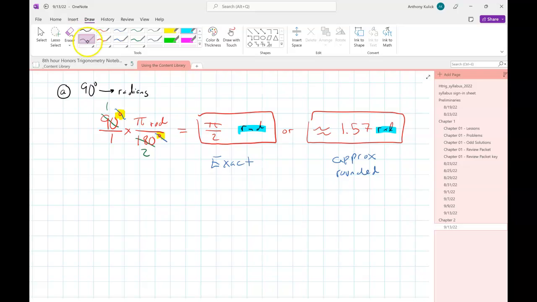Now I'm going to not do that for a little while so you get used to it, but eventually we're just going to quit writing radian at the end there. Okay, let's do the other direction then.